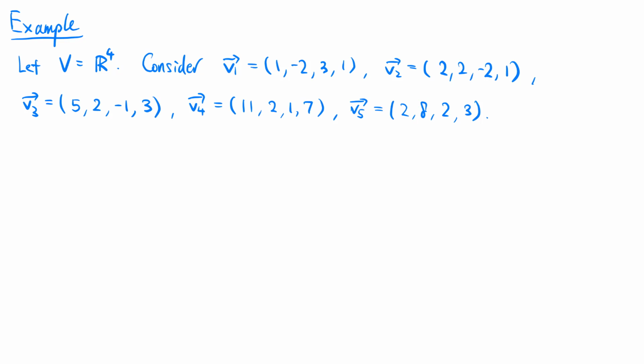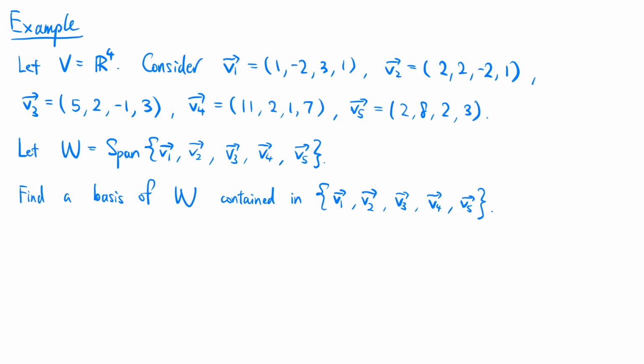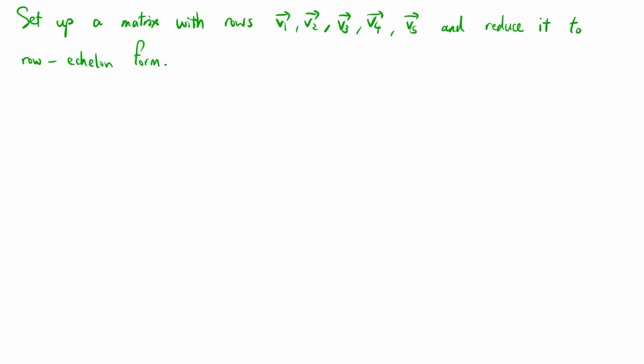Let's look at an example. Let V be R^4. Consider v1 = (1, -2, 3, 1), v2 = (2, 2, -2, 1), v3 = (5, 2, -1, 3), v4 = (11, 2, 1, 7), v5 = (2, 8, 2, 3), and let W be the span of these vectors. We want to find a basis of W contained in v1 up to v5. We set up a matrix with rows v1 up to v5, and reduce it to row echelon form.